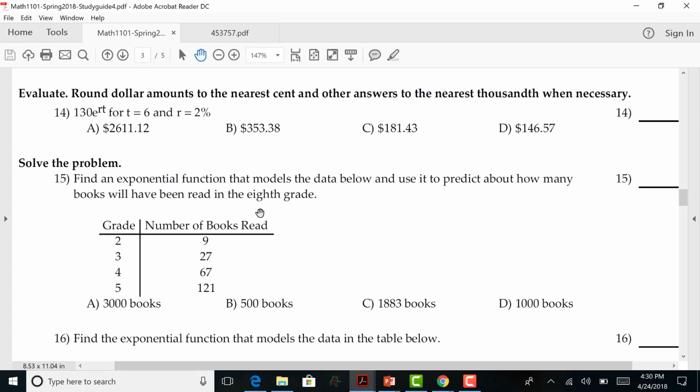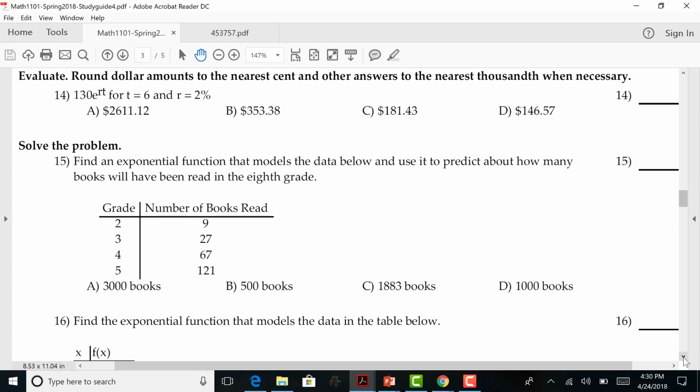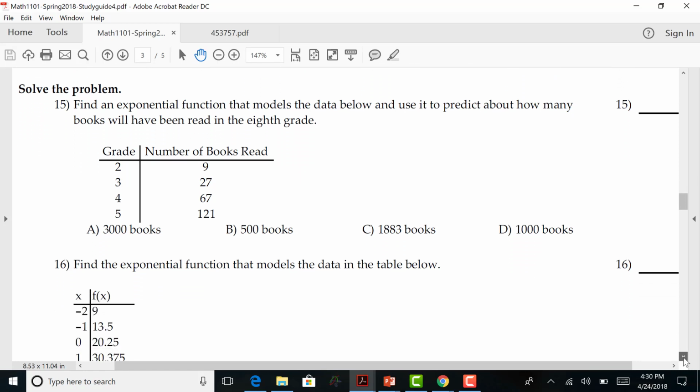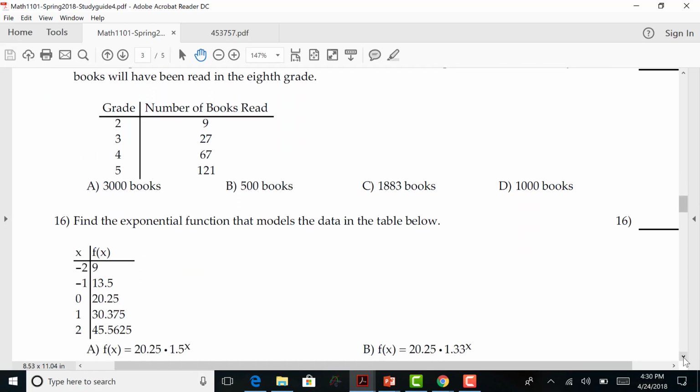Number 16 says find the exponential model, that exponential equation that models that data. Here is your data.